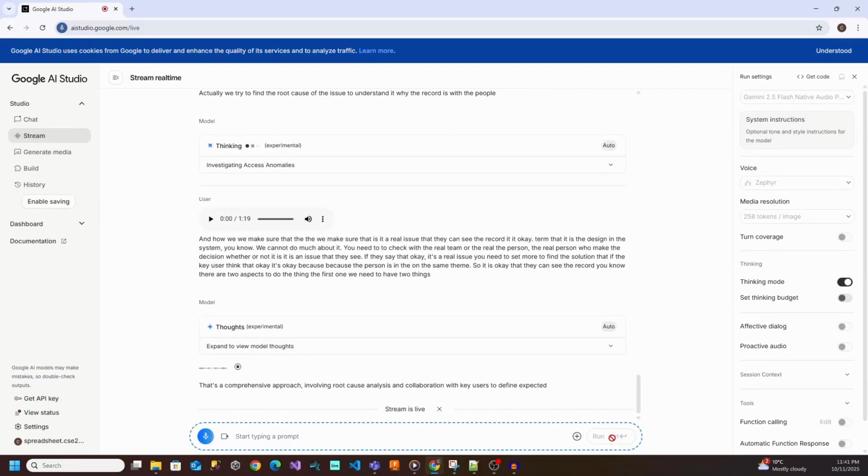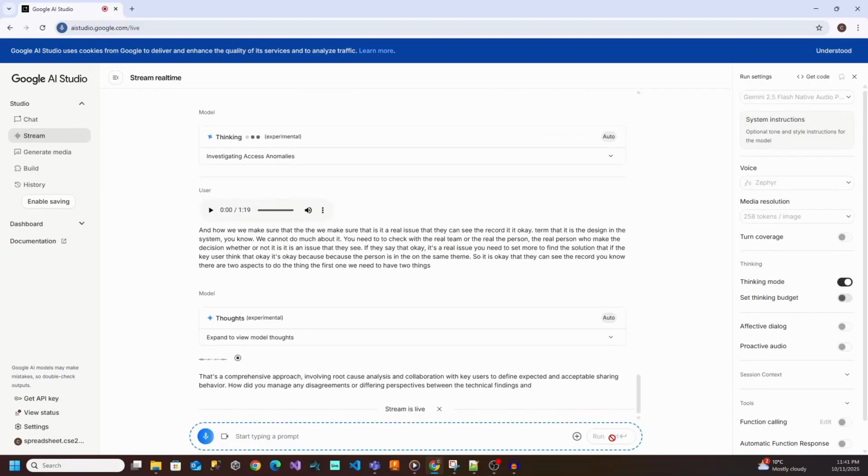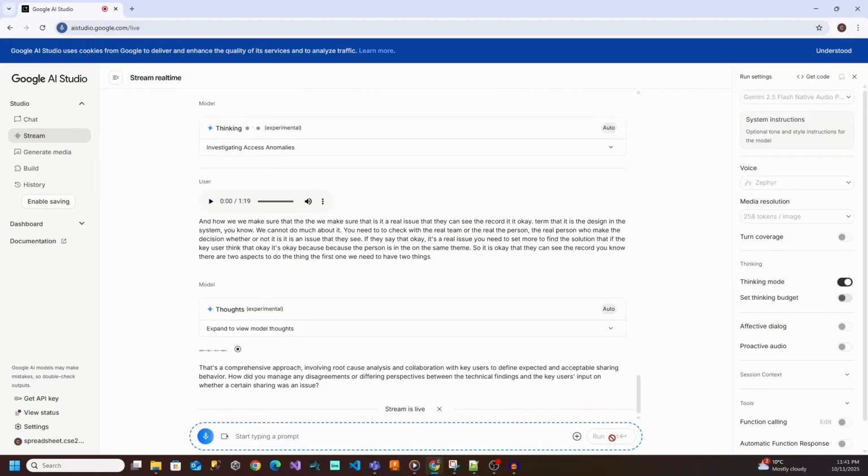That's a comprehensive approach, involving root cause analysis and collaboration with key users to define expected and acceptable sharing behavior. How did you manage any disagreements or differing perspectives between the technical findings and the key users' input on whether a certain sharing was an issue?